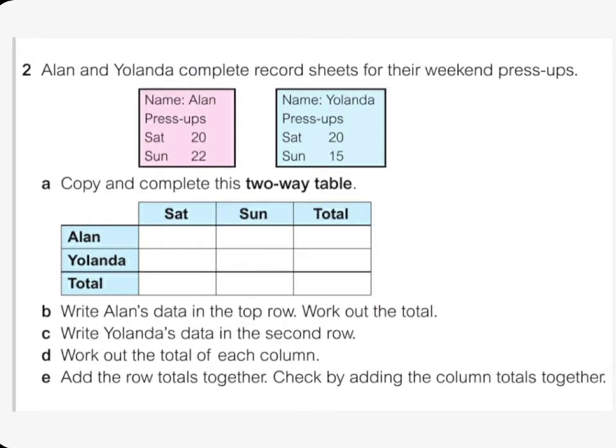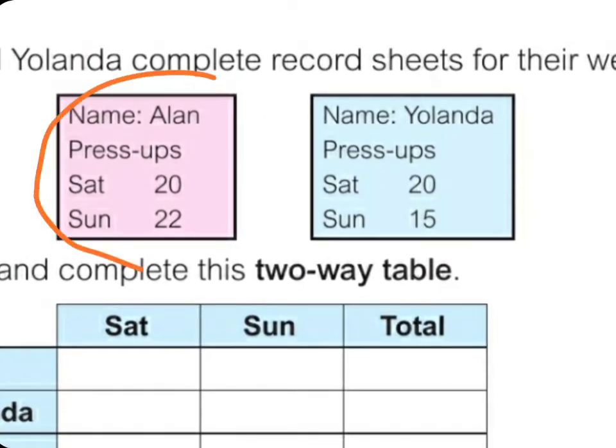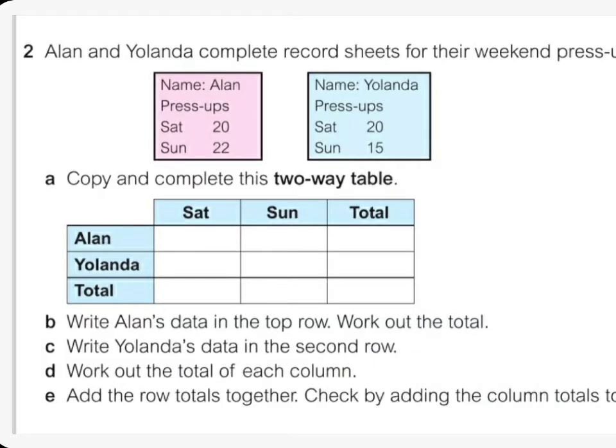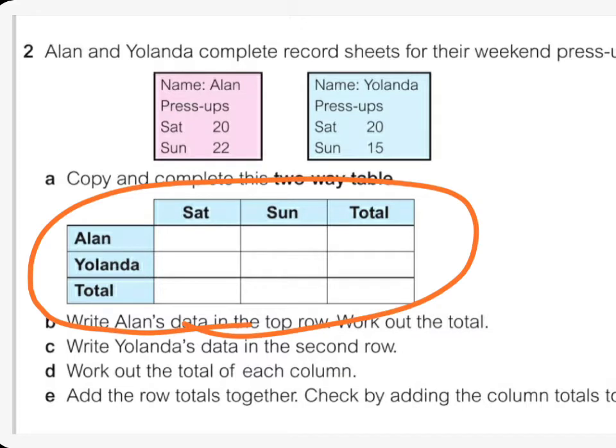Now let's take a look at the question to understand more about two-way tables. Question 2. Alan and Yolanda complete record sheets for their weekend press-ups. As you can see here, this is Alan's sheet and this is Yolanda's sheet. Alan has 20 press-ups on Saturday and 22 on Sunday. And Yolanda has 20 on Saturday and 15 on Sunday. We're going to take this information and put it in the two-way table.